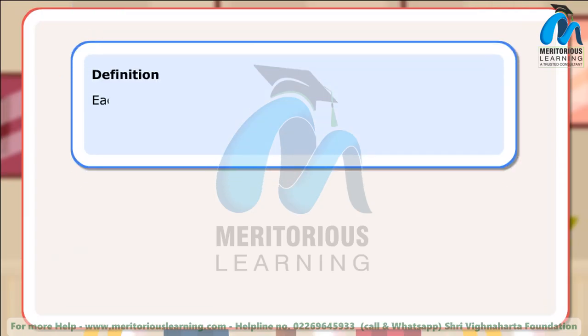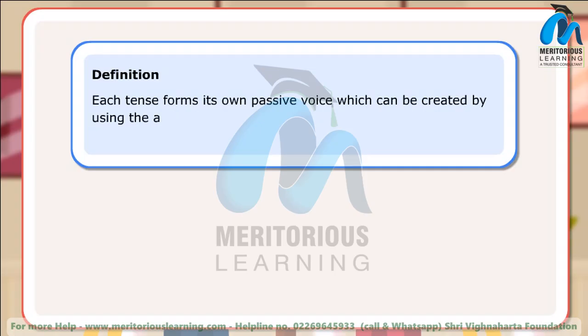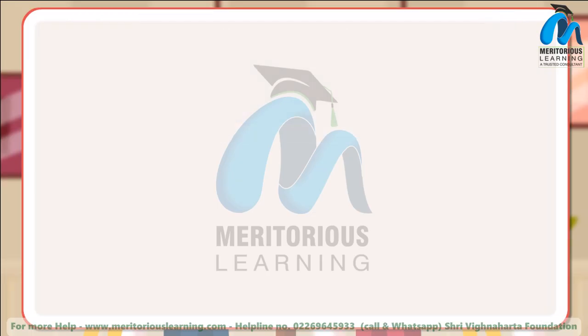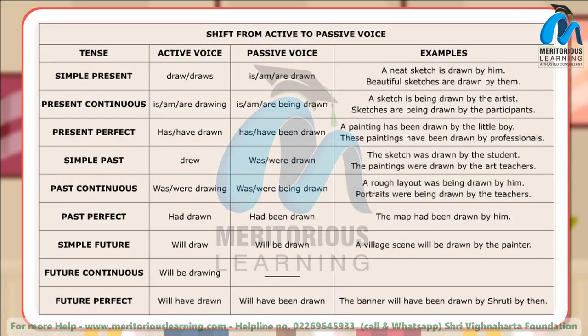Definition. Each tense forms its own passive voice which can be created by using the appropriate form of helping verb to be and the V3 past participle. The table shows formation of sentences in the passive voice for each tense. Let us look at a few sentences.